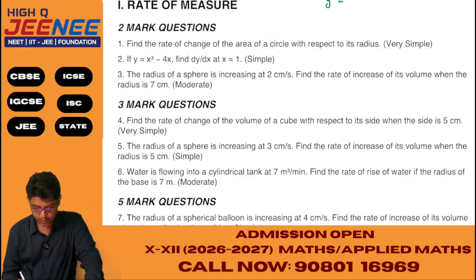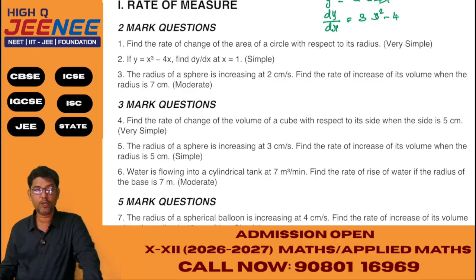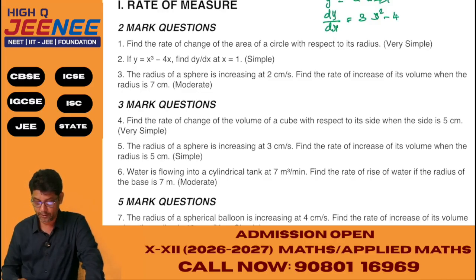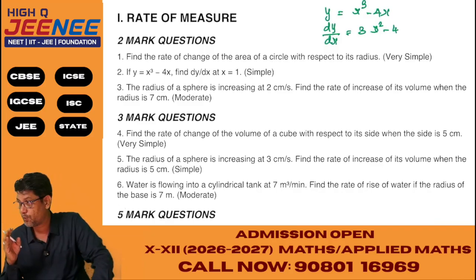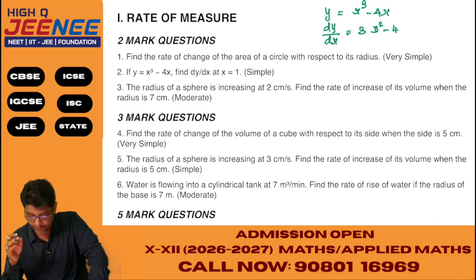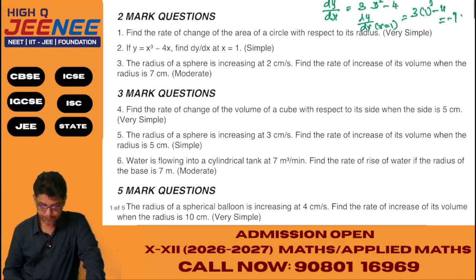Y equal to x cube minus 4x, find dy by dx, which is equal to 3x square minus 4. So dy by dx at x is equal to 1. Tell me, what is dy by dx at x is equal to 1? So you got minus 1. Fine. So therefore, dy by dx at x is equal to 1 is equal to 3 into 1 square minus 4, which is minus 1.